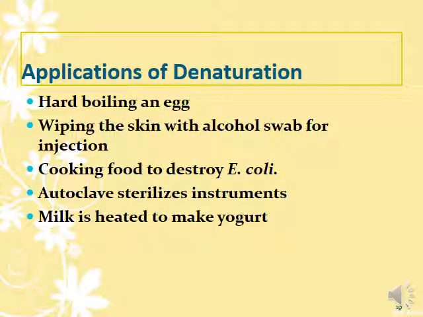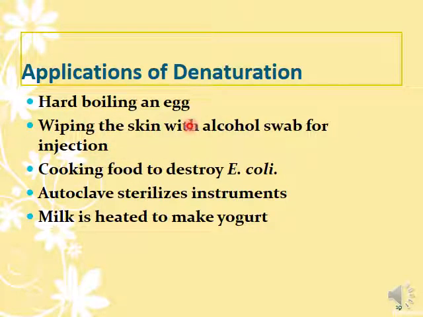So these are the applications of denaturation. For example, boiling of an egg, so that's one example of denaturation. Wiping the skin with an alcohol swab for injection. Now there's a purpose or reason. Before you get an injection, the skin is swabbed with alcohol because you want to ensure that there's no bacteria present, which will affect the injection process.